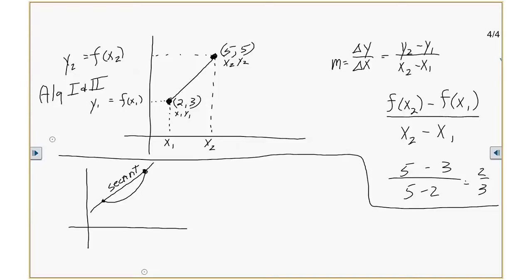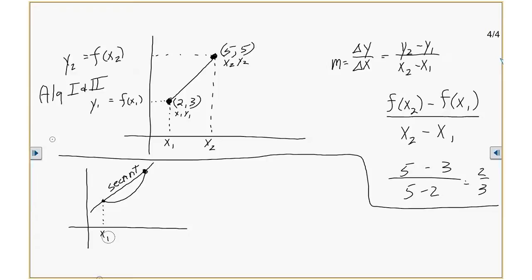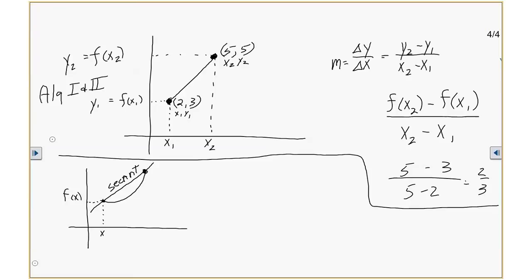Well, the secant line doesn't do us any good in Calc 3 in physics because we have to have the normal vector. And the normal vector is 90 degrees off the what? Tangent. That's right, class. So the tangent we need right here. Well, this is x of 1, or x. I'm just going to call it x. And this is f of what? F of x.